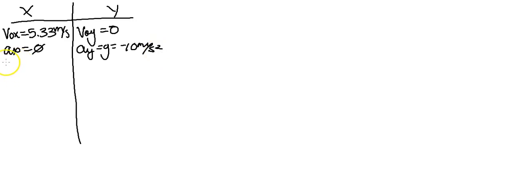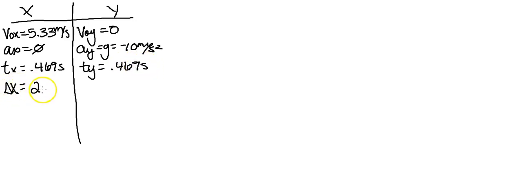We have a time in the x, which is 0.469 seconds. We got a time in the y, also 0.469 seconds. We know delta x was 2.5. The only thing left is to find delta y. And we don't have v final for both, so that's coming up. But we want to find delta y. And we know v initial, acceleration, and time.